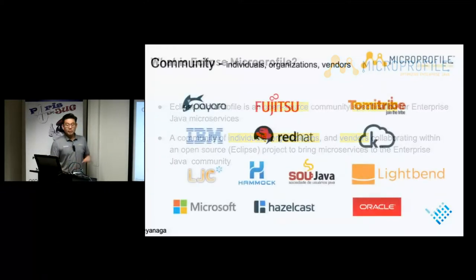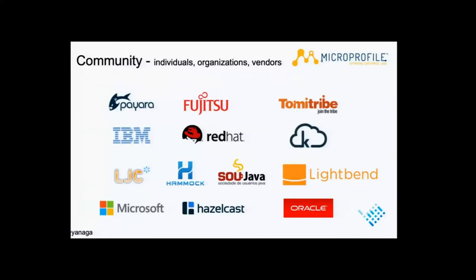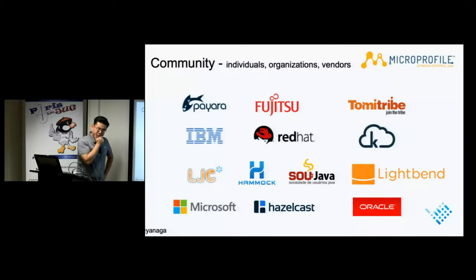Okay. So it all started some years ago. I was there, so it was 3 years ago. Approximately 2.5, I guess. So in San Francisco, in May 2015, we launched the MicroProfile initiative, and these companies, most of them were there: Payara, Fujitsu, Tomitribe, IBM, Red Hat, and I don't know that logo. And along with the Java community, SouJava, for example, and others were added later. These are the current companies and communities that participate in the MicroProfile initiative.